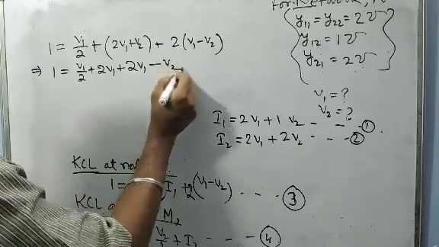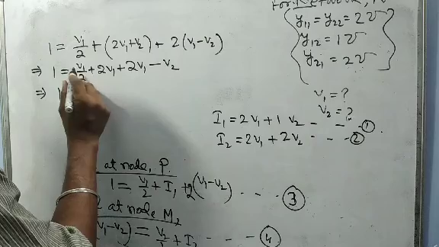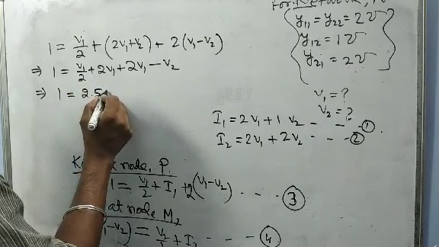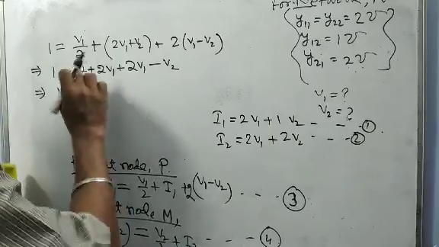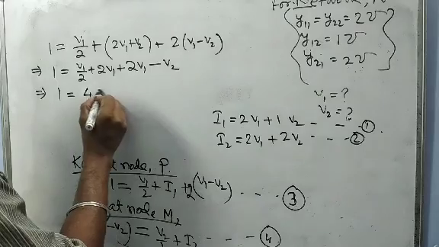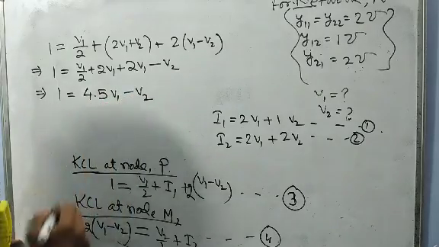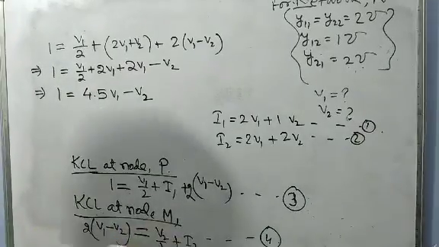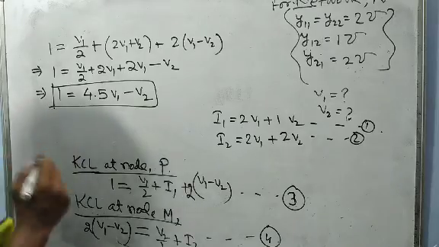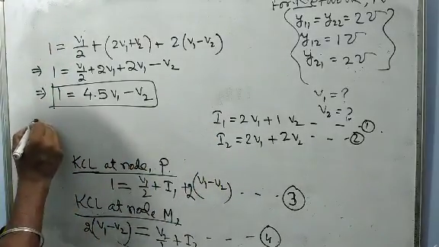So minus V2. So you will be getting 1 is equal to 2 plus half, that is 2.5, 2 to 4 and half, 4.5 rather you can say. It is 4.5 V1 minus V2 under simplification. This is our extracting equation. And from this equation, what do you get?